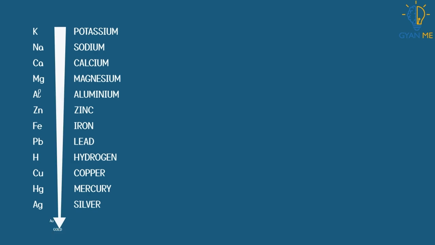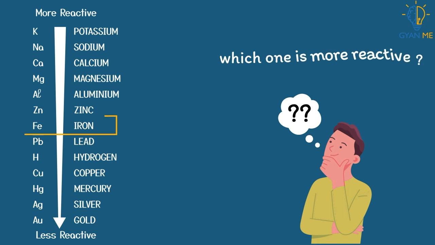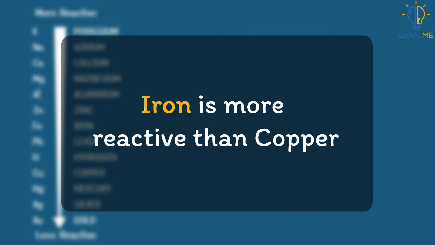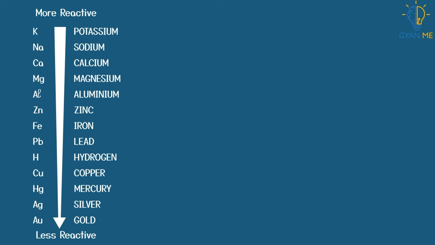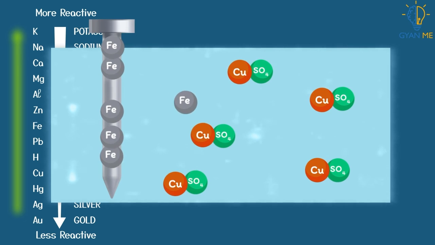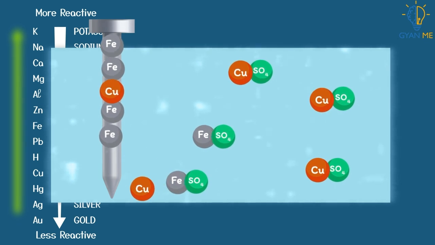Have a look at the series and tell which one is more reactive, iron or copper. You are right, iron is more reactive than copper because iron appears above copper in the series. And this is the reason why in our activity the iron displaced copper from the copper sulfate solution.